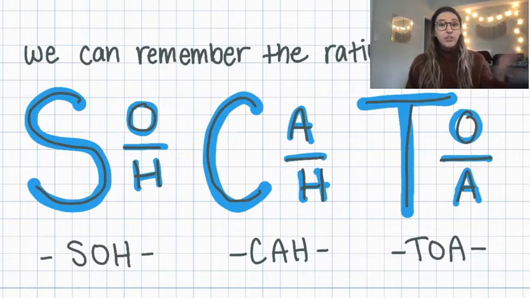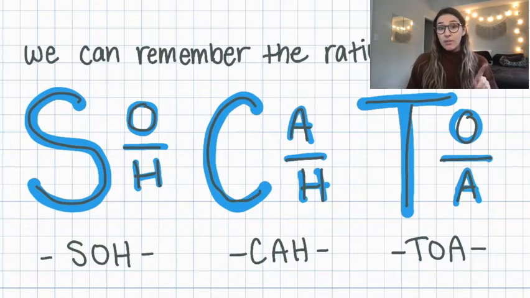Of course, the S stands for sine, and it's opposite over hypotenuse. So SOH, so. And then the C is cosine. So it's adjacent over hypotenuse, CAH, CA. And then T is for tangent, and that's opposite over adjacent, which is TOA.